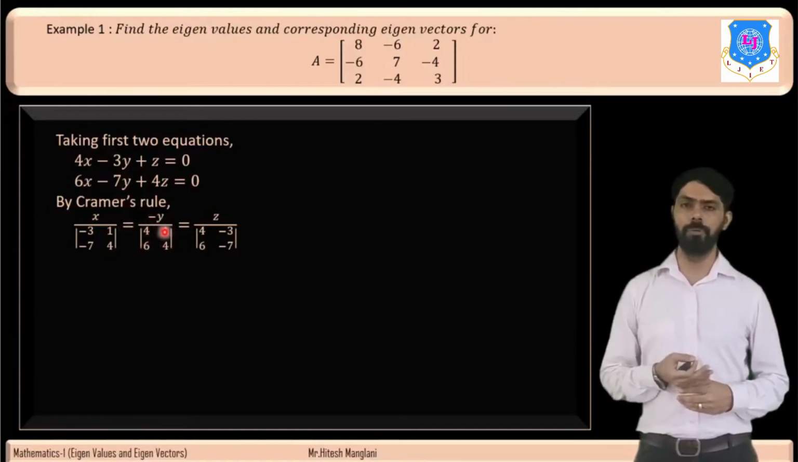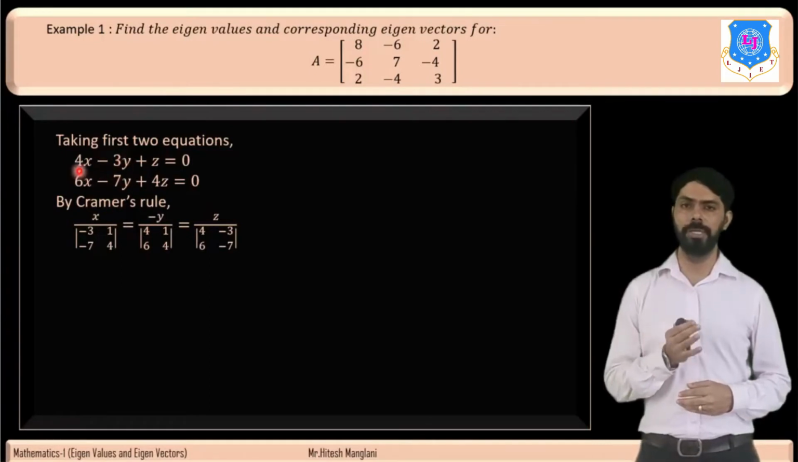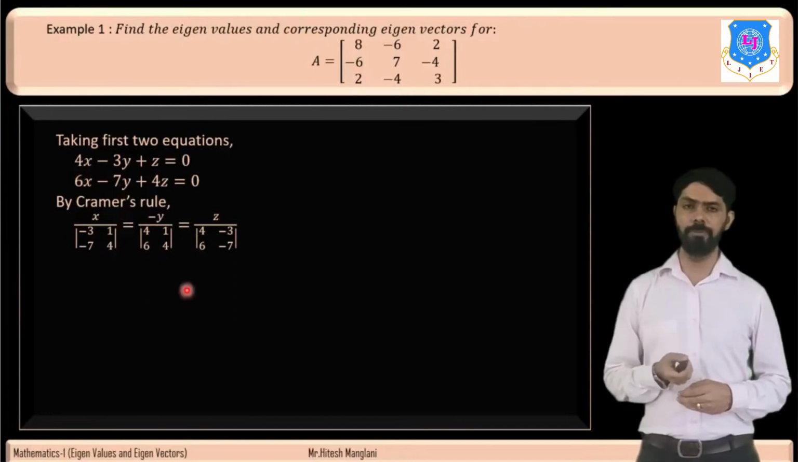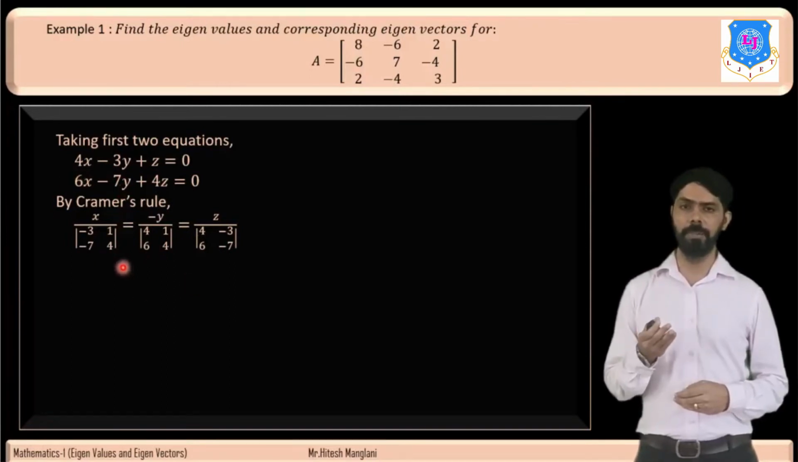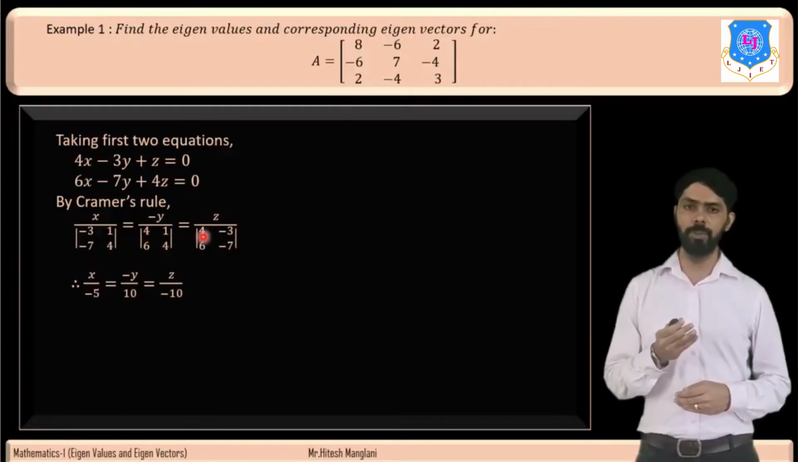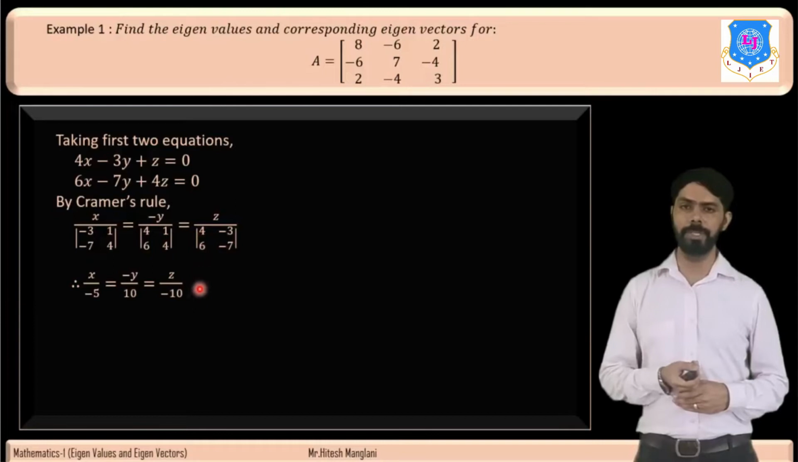If we have to write for y, then we hide y and write the coefficients of x and z, is equal to z divided by the determinant of 4, minus 3, 6, minus 7. If we have to write for z, then we hide z and write the coefficients of x and y. Now if we simplify this, x divided by minus 12 plus 7, so it will be minus 5, is equal to minus y divided by 16 minus 6, so it will be 10, is equal to z divided by minus 28 plus 18, so it will be minus 10.